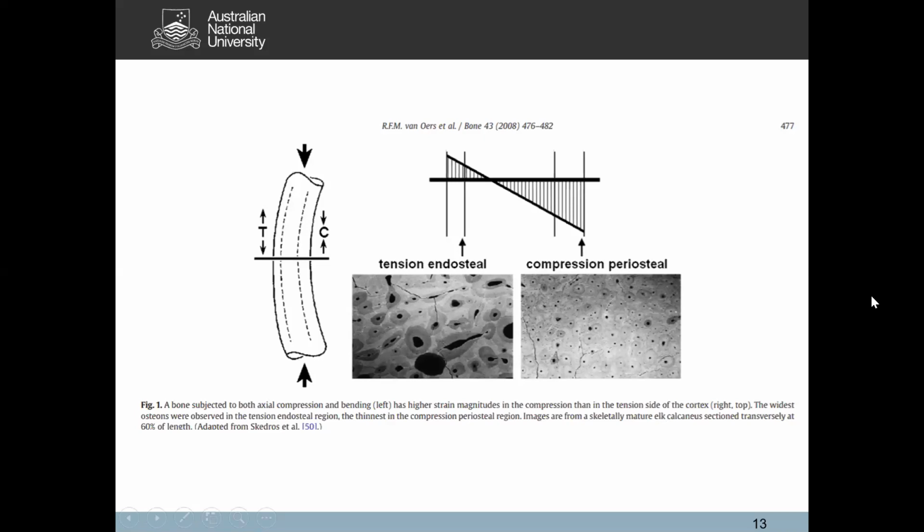And again, I mentioned last week, I would definitely encourage you to read some of the work by John Skedros, because this is the sort of work that he's into. We'll revisit him a little bit more when we talk about collagen fiber orientation in week 5.